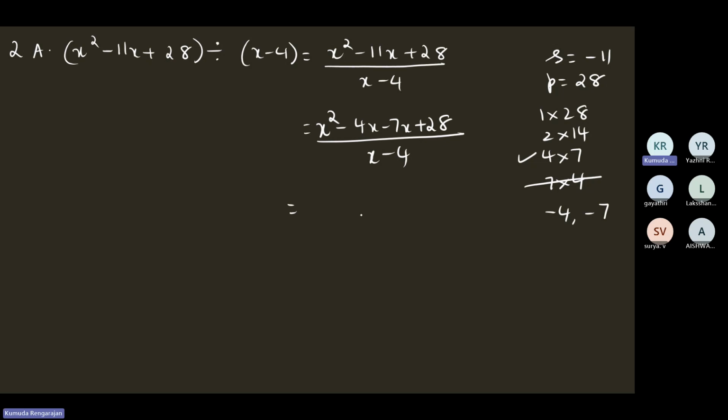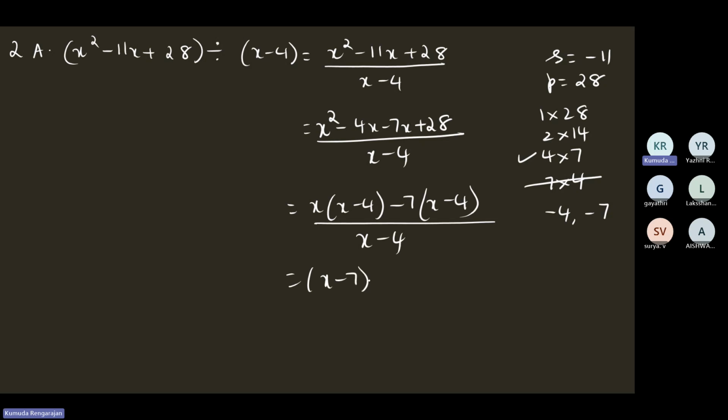So now when you split the middle term, next step is to group. So group the first two terms. x is common, x minus 4, minus 7 common, x minus 4, divided by x minus 4. So write x minus 7 in one bracket, x minus 4 in the other, x minus 4.